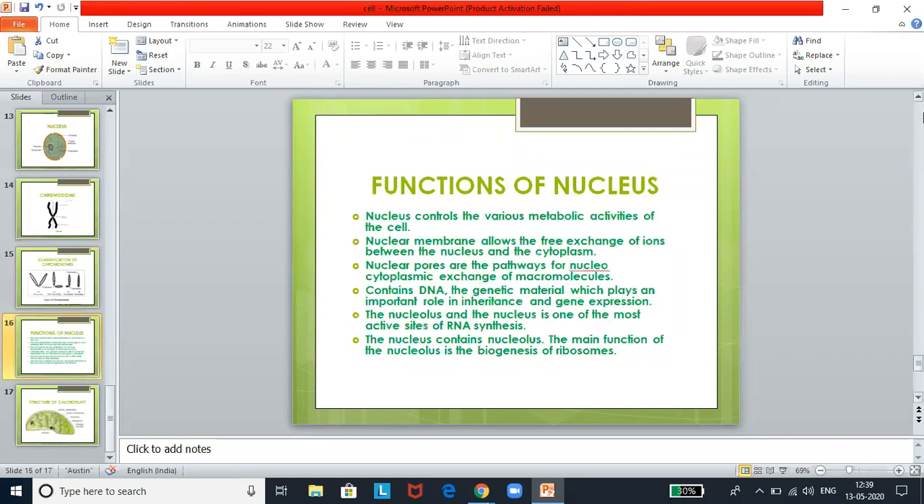Now let us look at the functions of the nucleus. Nucleus controls the various metabolic activities of the cell. It allows the free exchange of ions between the nucleus and the cytoplasm. Nuclear pores are the pathways for nucleocytoplasmic exchange of macromolecules. It contains DNA, the genetic material that plays an important role in inheritance and gene expression. Nucleolus and nucleus is one of the most active sites of RNA synthesis. Nucleus contains nucleolus. The main function of the nucleolus is the biogenesis of ribosomes.